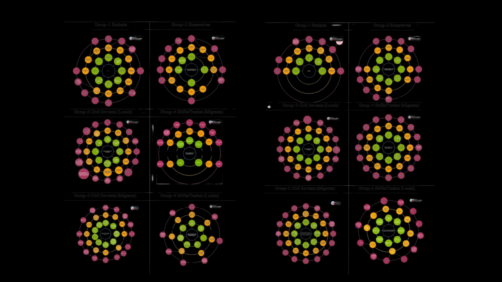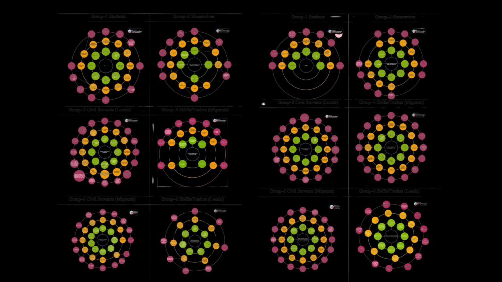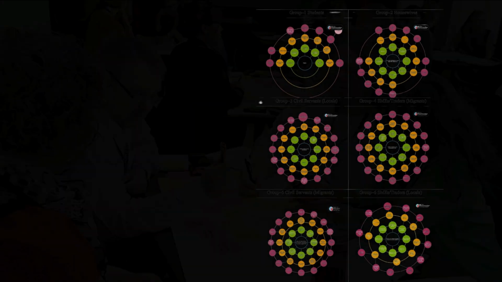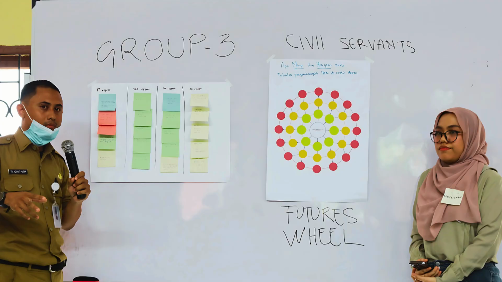The futures wheel is an entry point into making sense of the many divergent implications that a given trend may have. It helps us to make the seemingly incomprehensible manageable.